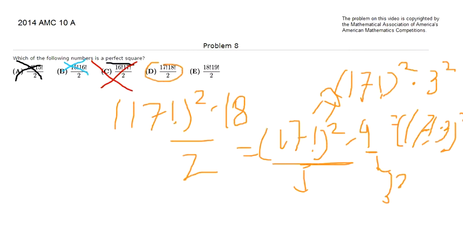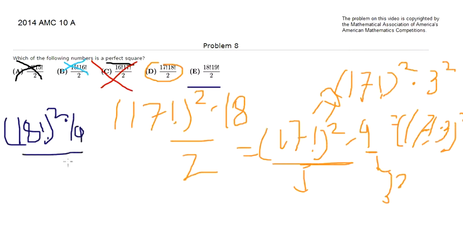Okay, so we already got the answer, but let's still look at E. It is 18 factorial squared times 19 divided by 2. Well, that part is a perfect square, but this other part is not a perfect square, so the whole thing is not a perfect square. So E is not a perfect square, so the answer is D.